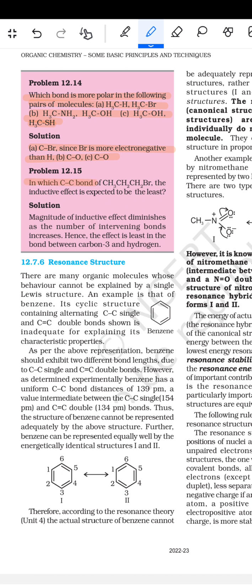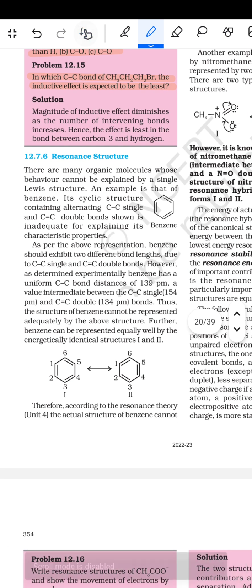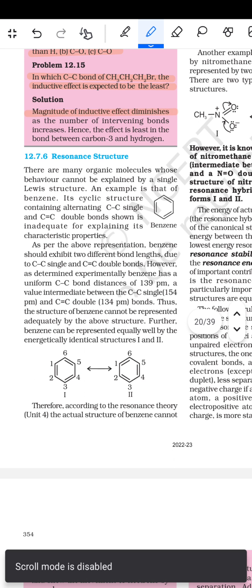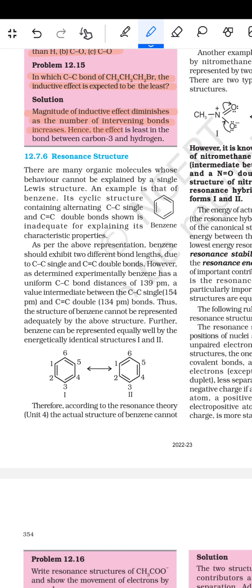So in which C-C bond of CH3CH2CH2Br is the inductive effect expected to be the least? The magnitude of the inductive effect diminishes as the number of intervening bonds increases. Hence, the effect is least in the bond between carbon 3 and the hydrogen.